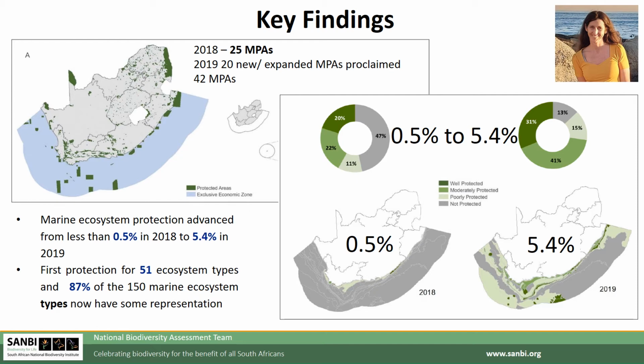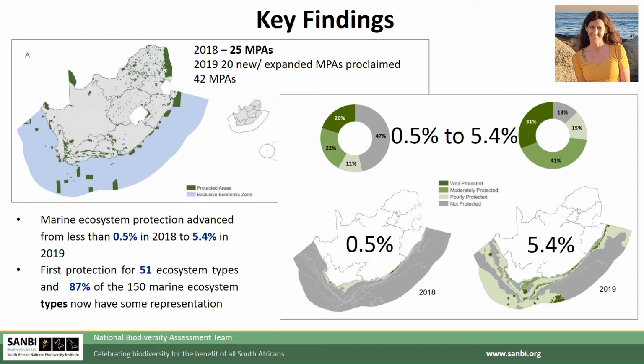And here you can see the value of such a headline indicator in the complexities of integrated ecosystem assessment, because you can see how this indicator reflected South Africa's progress between assessments in establishing marine protected areas. In 2018, South Africa had 25 marine protected areas, mostly coastal, but also the Prince Edward Islands Marine Protected Area in our Southern Ocean Territory.